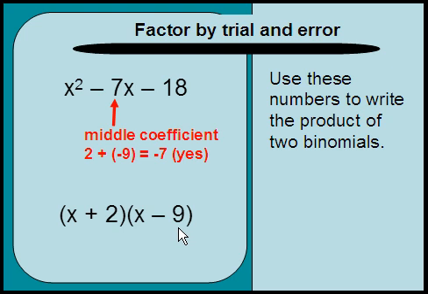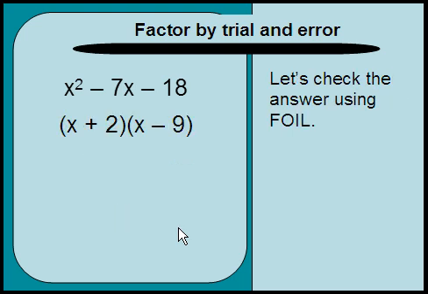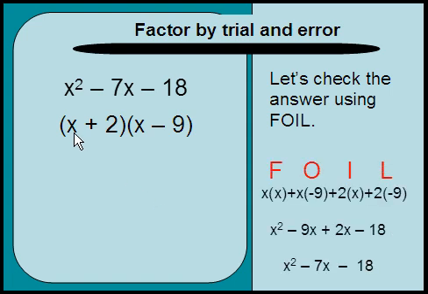Now that we've factored the trinomial, let's go back and check our answer. Use FOIL to multiply the binomials, and we see that x times x is x squared, x times negative 9 is negative 9x, 2 times x is 2x, and 2 times negative 9 is negative 18. Add our like terms. Negative 9 plus 2 is negative 7.